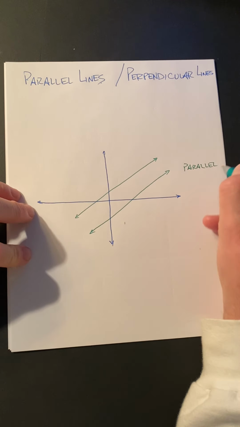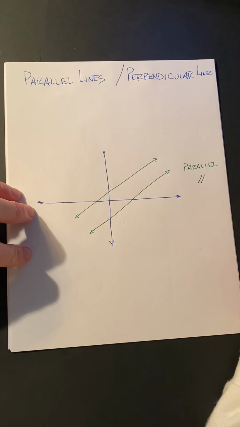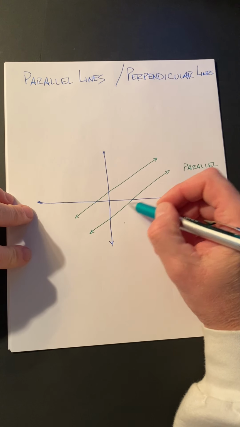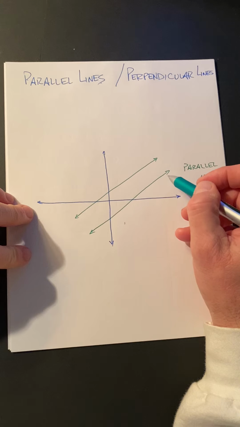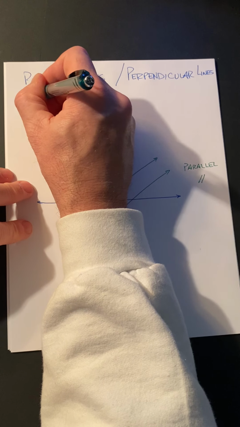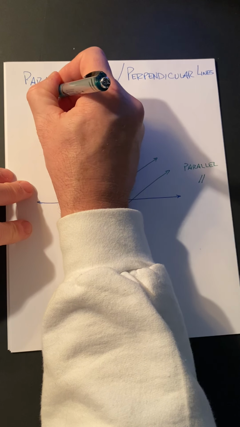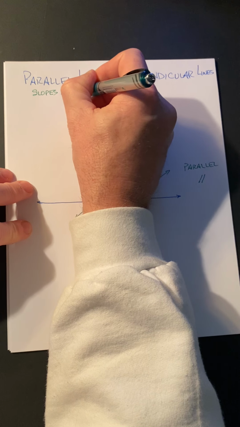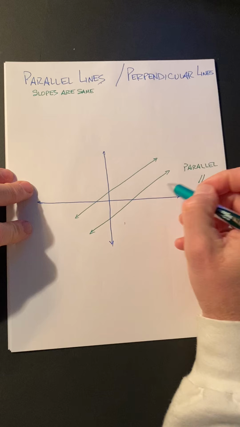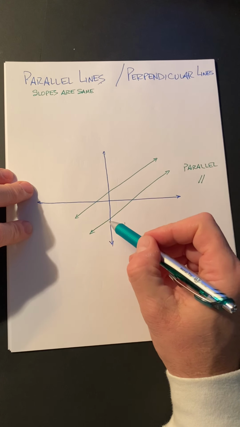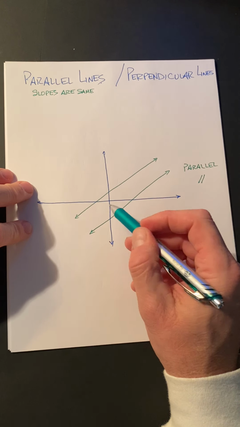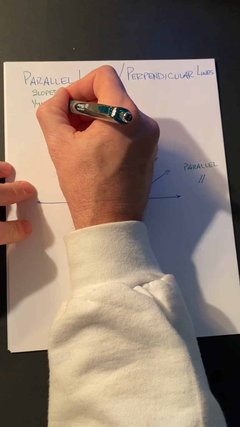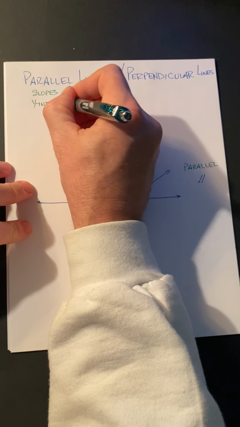And you'll sometimes see the symbol, these 2 slashes, okay? So when 2 lines are parallel, they're moving at the same clip, their slopes are the same, aren't they? Their slopes are the same, but the only thing that's different is their y-intercept. So their y-intercepts are different.